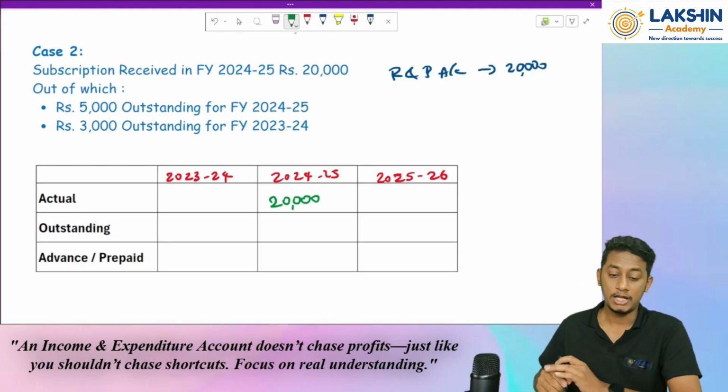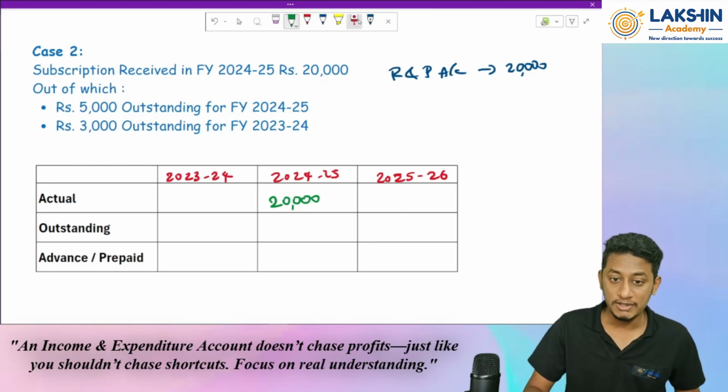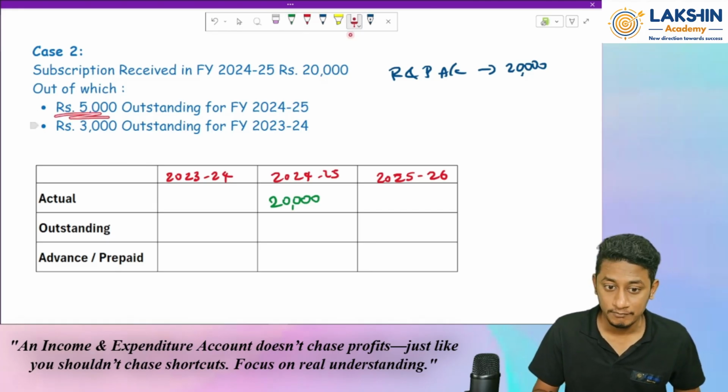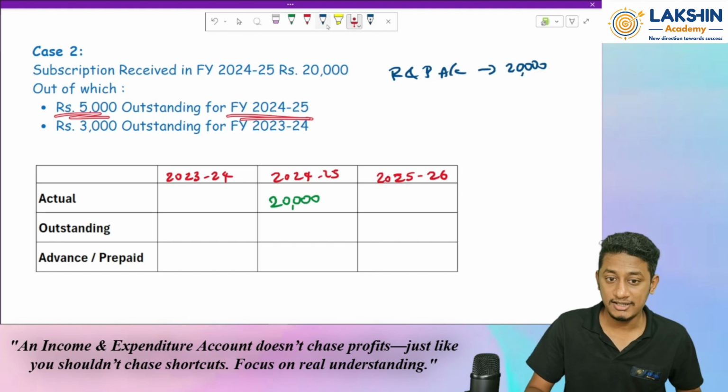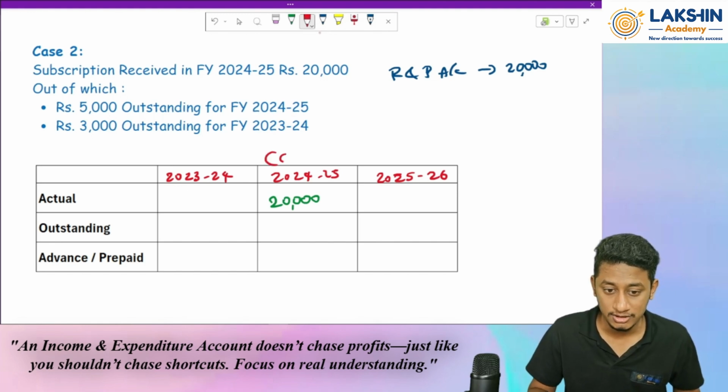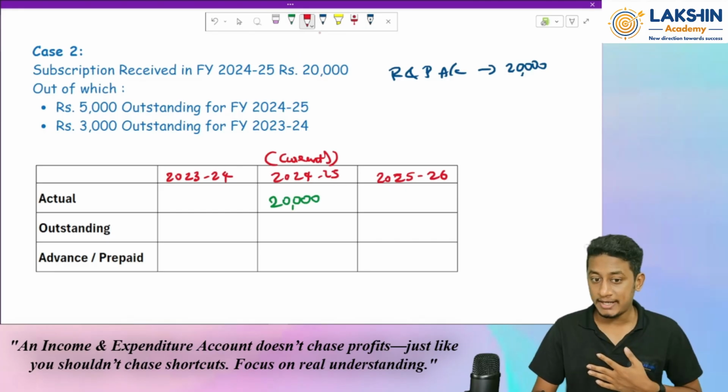Clear? Okay. Now in this case, see, the amount of rupees 5,000 was outstanding for this year. See, my financial year is what? This is my current financial year. Remember this. This is my current financial year. I am preparing my books for what?